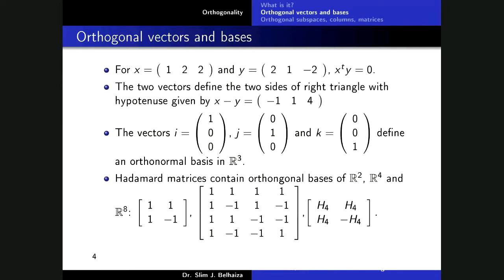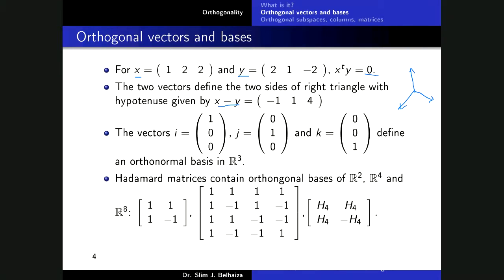For example, if you consider the vectors given here, x and y, you can see that vector (1, 2, 2) is multiplied by vector (2, 2, -1). Of course, when you compute x transpose y, you get 0. You get 2 plus 2 minus 4 equals 0. So the two vectors define the two sides of a right triangle, if you think of it in a three-dimensional representation. They should be orthogonal. Okay?